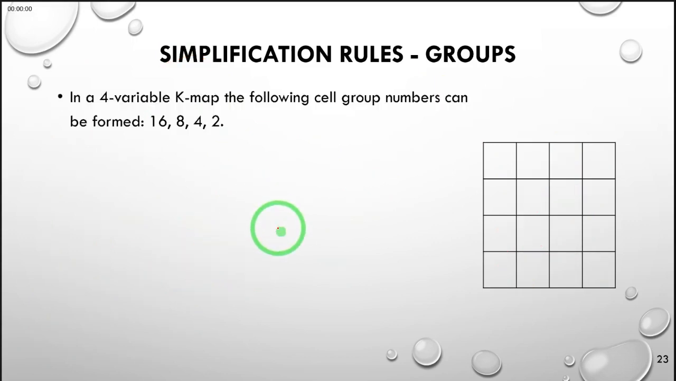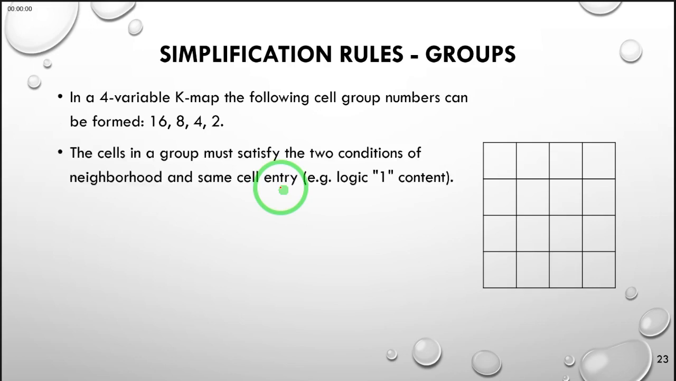So these group rules can be summarized as follows. In a 4-variable K-map, the following cell group numbers can be formed: 16, 8, 4, 2, and I also mentioned 1. The cells in a group must satisfy the 2 conditions of neighborhood and same cell entry. So if you have a 1 there, we are never forming groups of 1s and 0s. It is either 1s, and when we talk about some advanced concepts of product of sums, which we will talk about later, we can also form groups of 0s. But for now, let's just understand that we are talking about groups of 1.